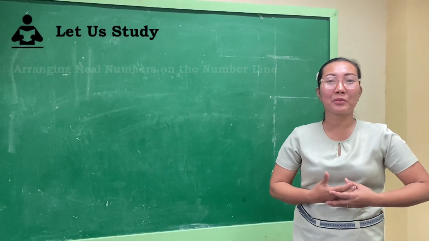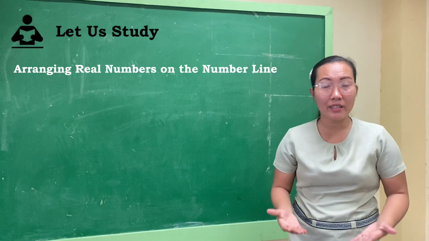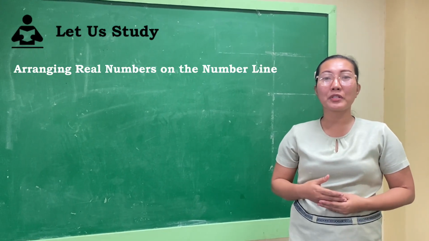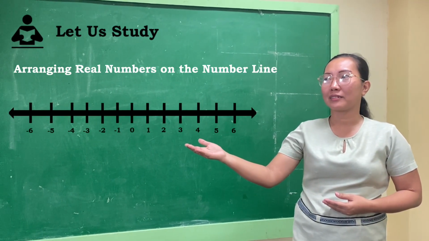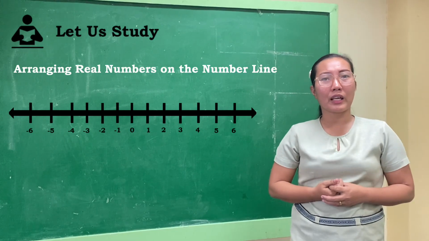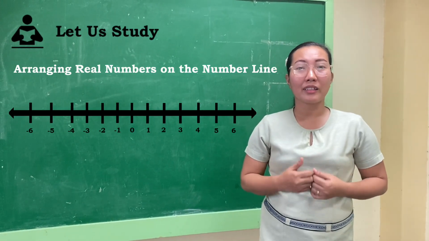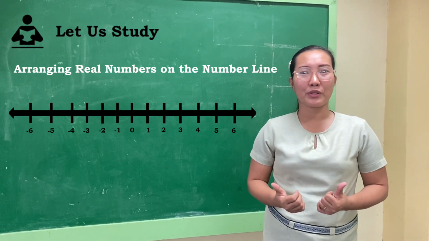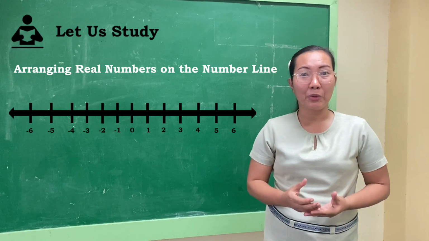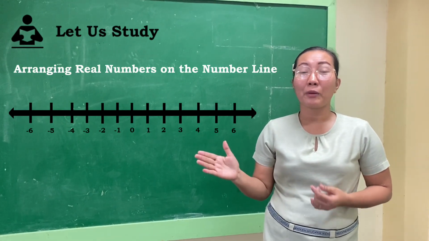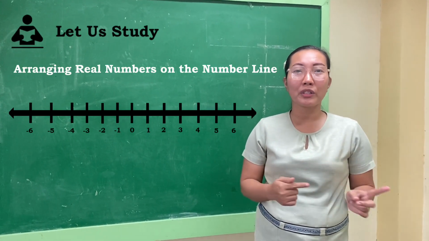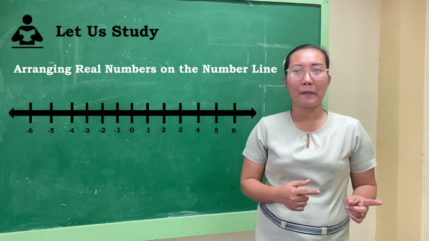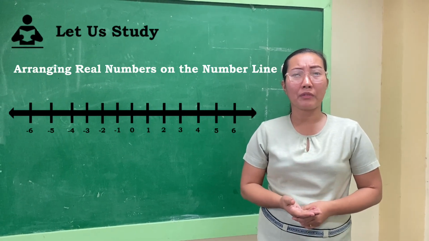And now let us arrange real numbers in ascending or descending order using the number line. By the way, what is a number line? A number line is a line that extends in both directions, starting from 0 and going to the right are positive numbers and going to the left are negative numbers. What is the purpose of having a number line?